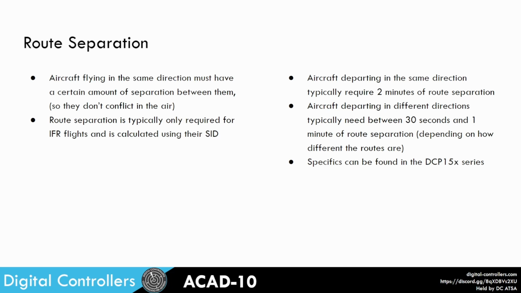This is typically calculated using their SID, or departure direction, where aircraft departing on the same SID will typically require 2 minutes of route separation, and aircraft departing on different SIDs can be anywhere between 30 seconds and 1 minute, or potentially no separation, which all depends on how different the routes are and how close they are to going in the same direction.